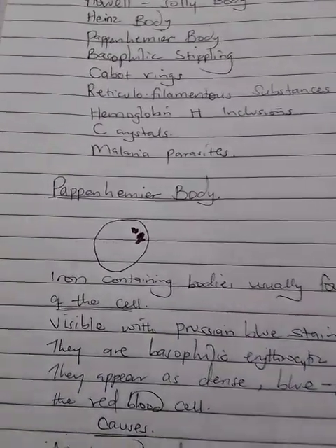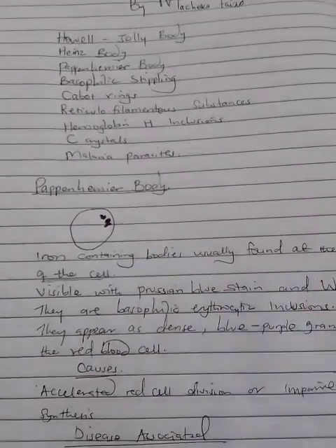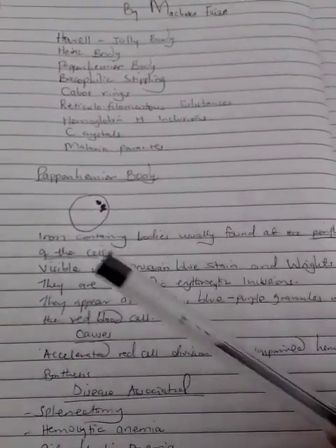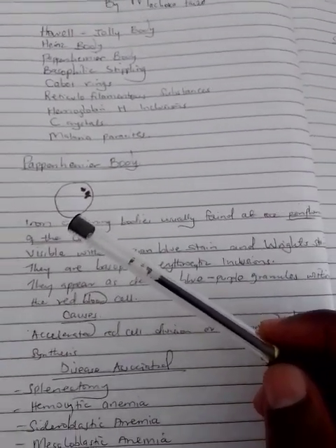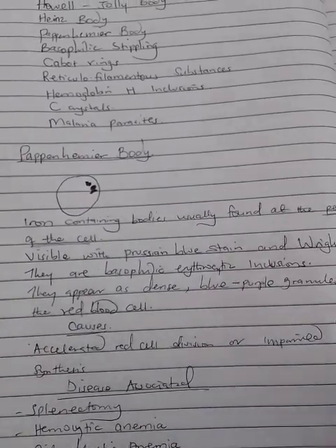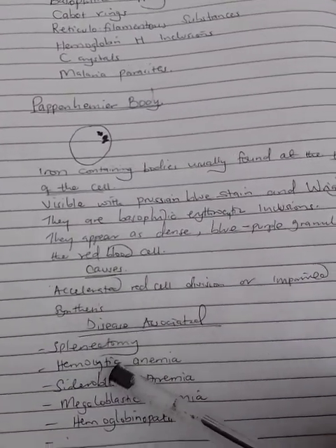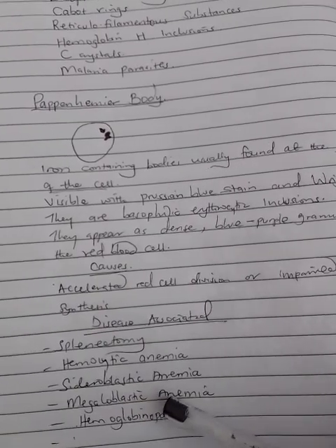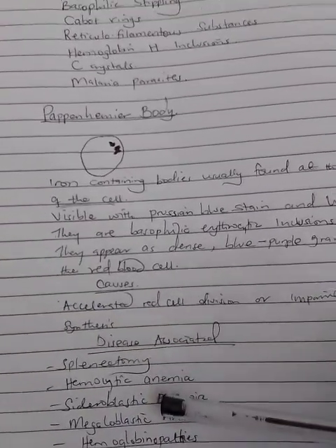You can get one or two in the cell, and they stain dense blue-purple when you are using Wright's stain. They are associated with splenectomy, hemolytic anemia, sideroblastic anemia, megaloblastic anemia, hemoglobinopathies. So these are the disease conditions.